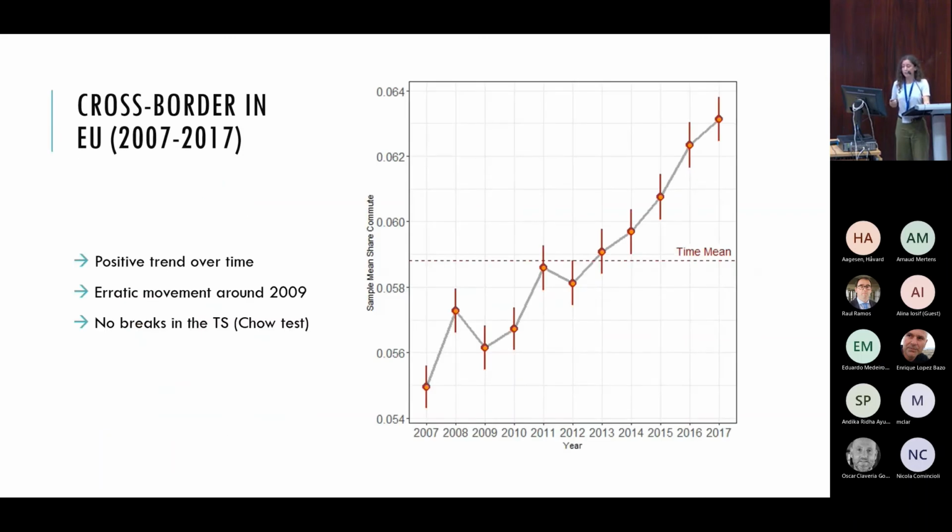Our main variable of interest over time is plotted here, and we can see how overall cross-border commuting is increasing. It's increasing all over Europe, and this positive trend also has some erratic movement around 2009, which is the heart of the financial crash. Still, we can proceed with our analysis including the whole time period together, because we have tested for any break in the time series and there was none.